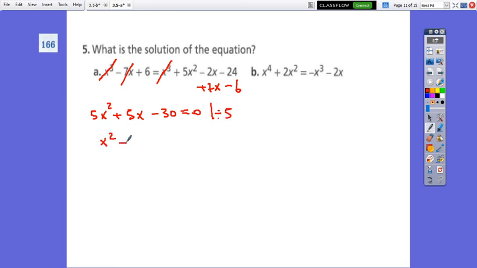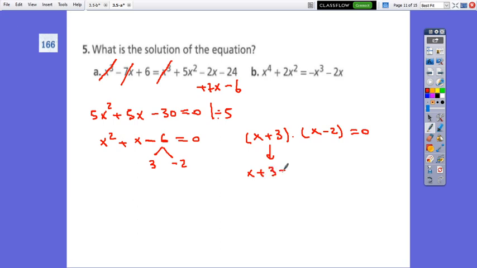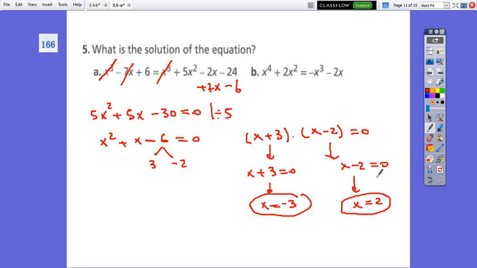It will be x squared plus x minus 6 equals 0. Factor the negative 6 into 3 and negative 2. When we multiply them, the product is negative 6, and when we add, it will be the coefficient of x, 1. So we can factor it into x plus 3 times x minus 2 equals 0. Apply the zero property of multiplication. So either x plus 3 equals 0, or x minus 2 equals 0. From the first one, x equals negative 3, and from the second one, x equals 2. So the polynomial equation has two real roots.